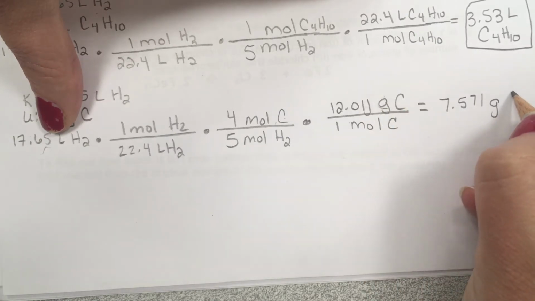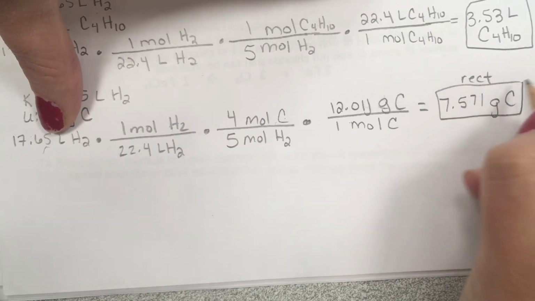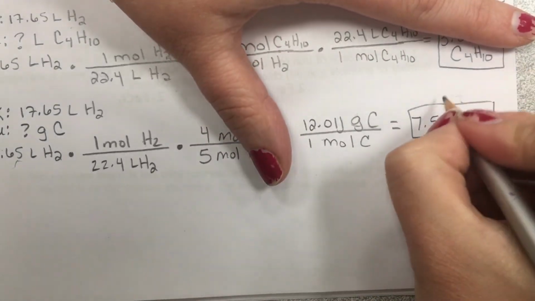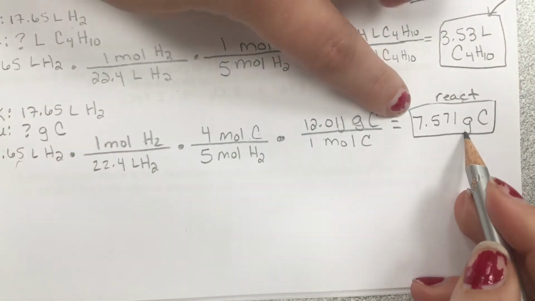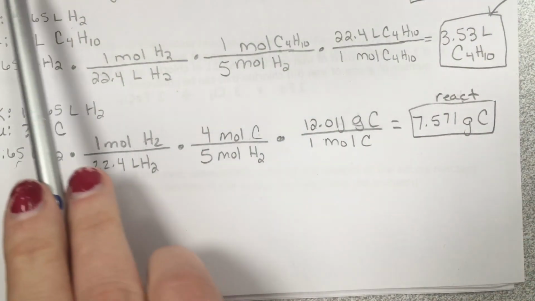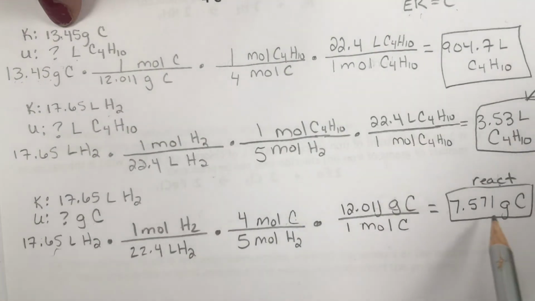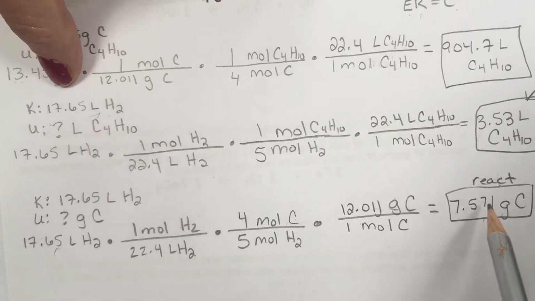Grams of carbon. This is how much will react. Wow, I can't spell. React. There we go. So that's how many grams of carbon will react if we had this much hydrogen. Okay, so there's going to be leftover carbon.